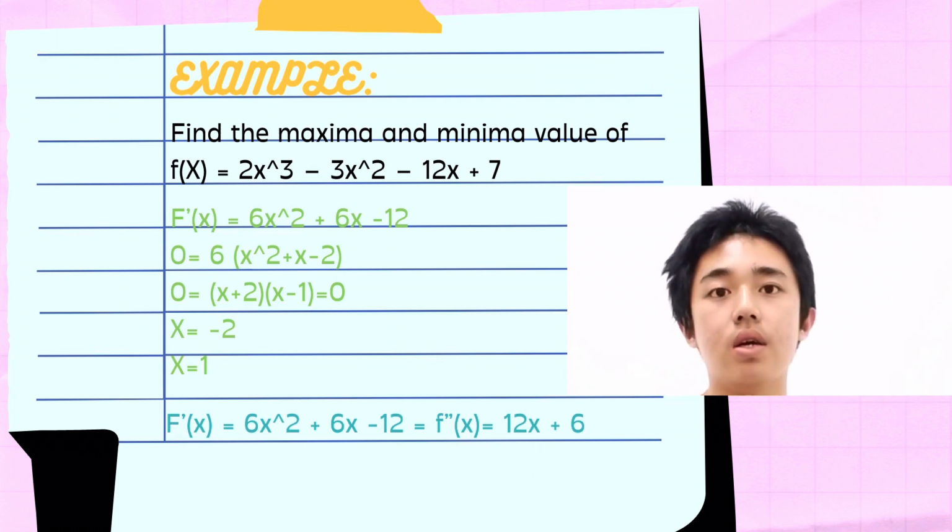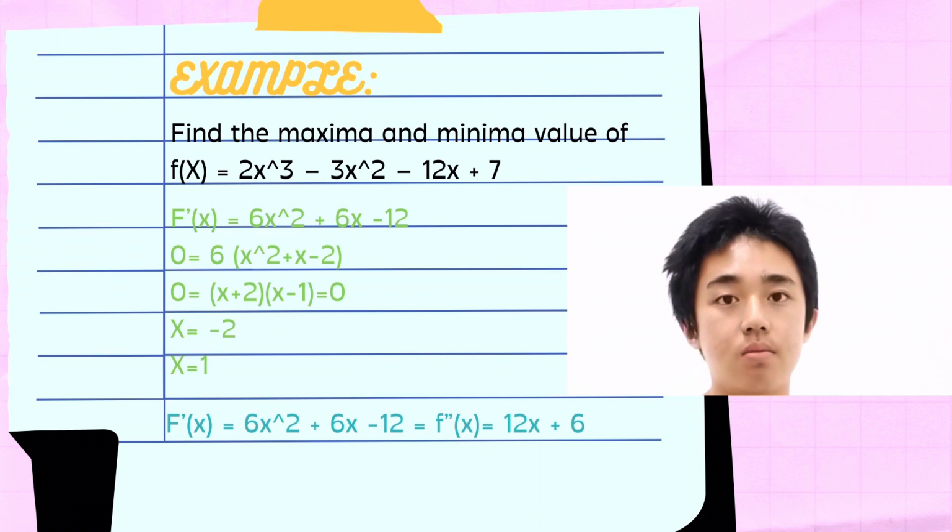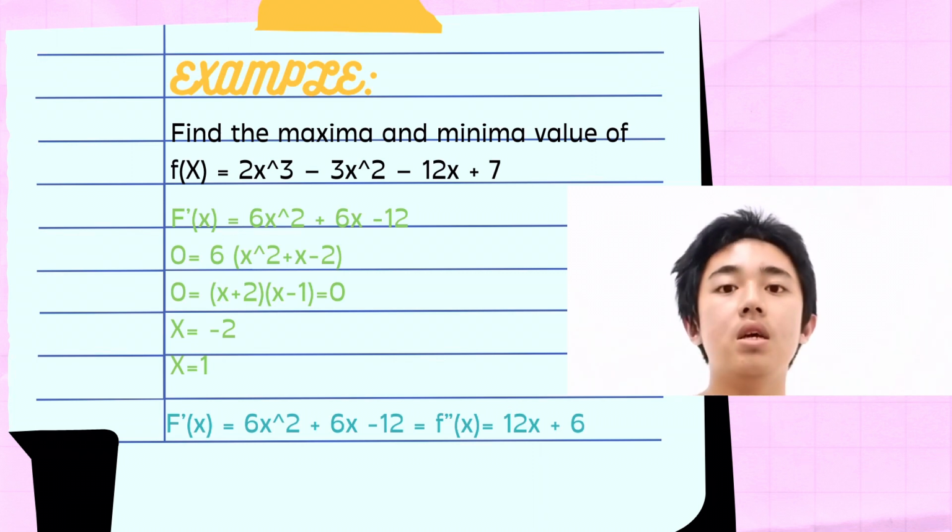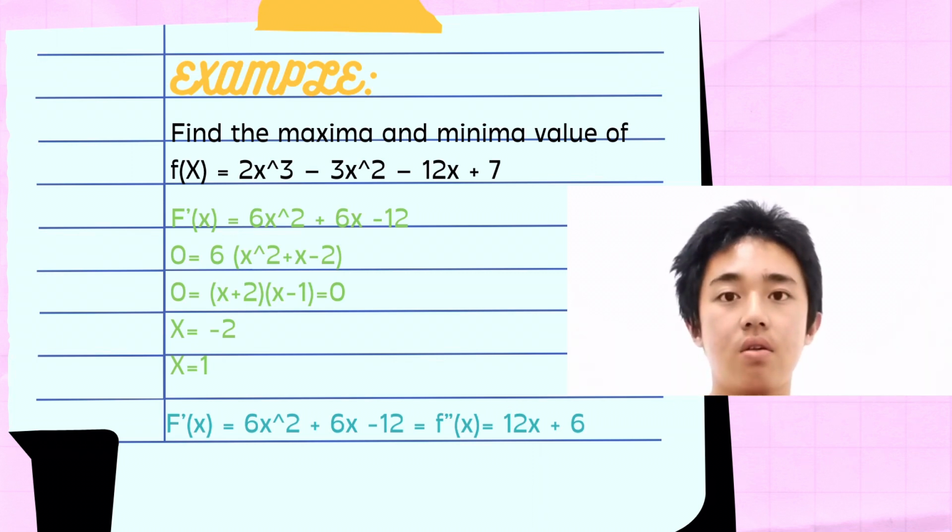So it is 6x² - 6x - 12. Now we set f'(x) equal to 0. So 0 = 6(x² - x - 2), and then we can factorize it further: 0 = (x + 2)(x - 1). That gives us x = -2 and x = 1. So this is the first derivative.